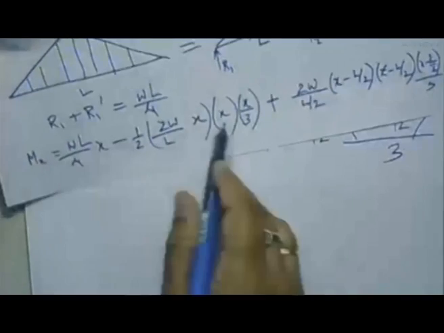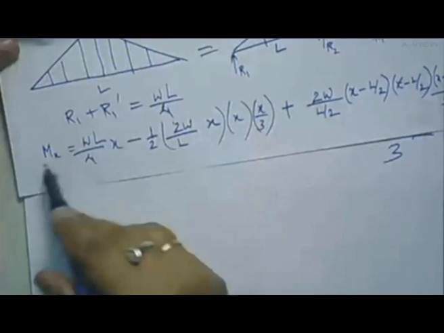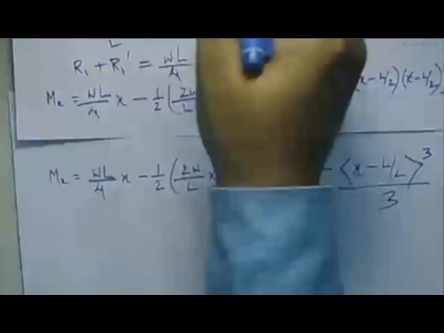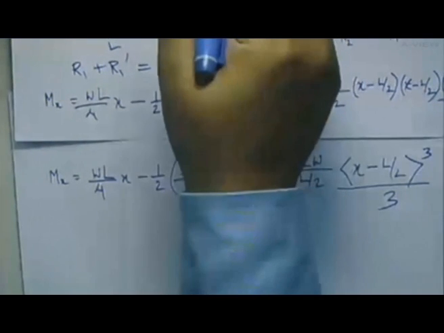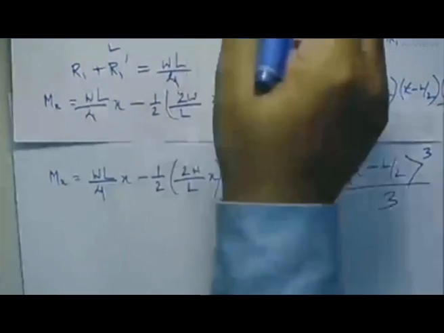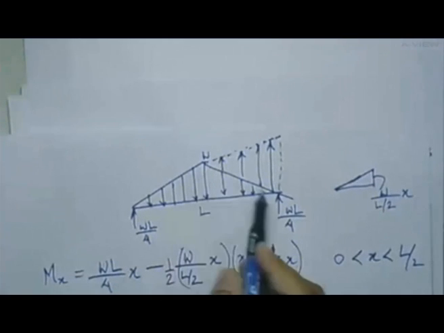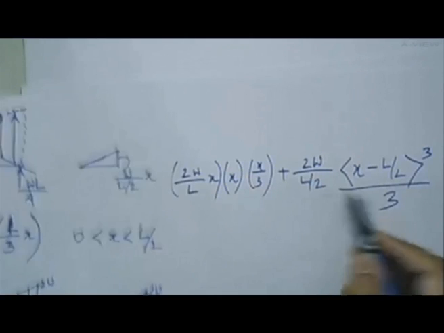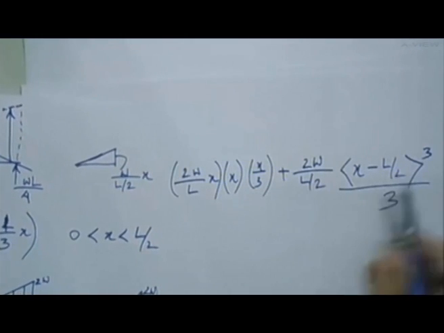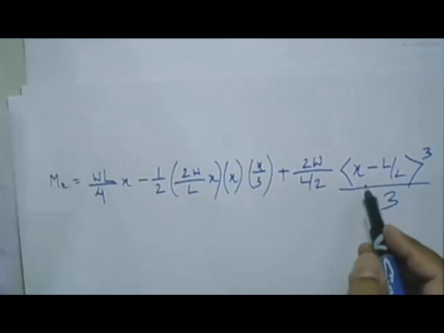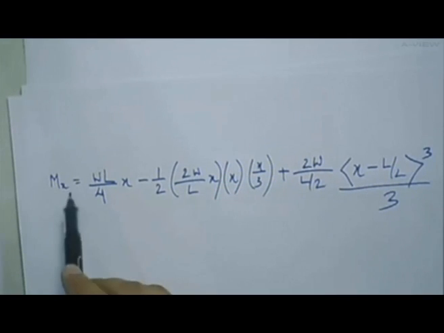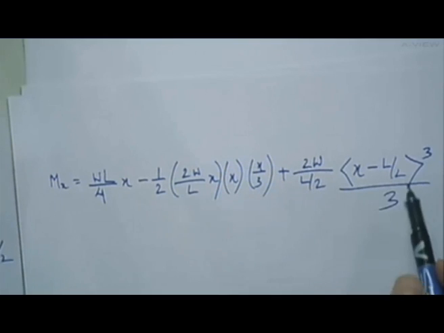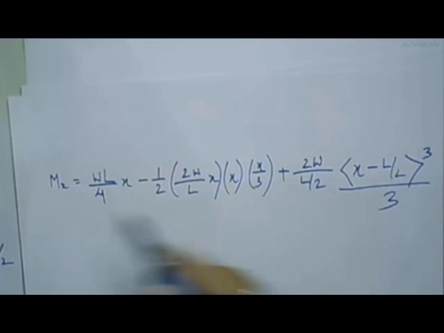Only this much, the first and the second term, would have defined the moment function of the beam. Because we have a change in the slope of the uniformly increasing, changing load of the beam, that is why we are bringing in this last term here, which has a singularity function. So now once you have the moment equation of this beam using the singularity function, and it is a single equation, the rest of the steps are similar to what I have shown.